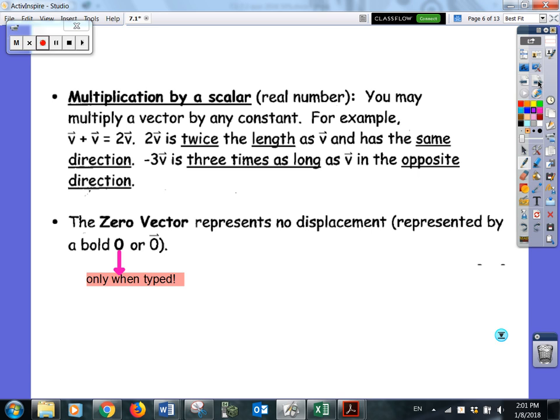So if it's typed, it can be bolded. If you write it, you have to write it 0 with a half arrow or 0 with a full arrow, however you want to write that. A lot of people tend to do the half arrow because they get confused with this meaning ray, but we don't do anything with rays in here, so for me personally, I don't care which one you use, the arrow or the half arrow. You just can't write in bold.